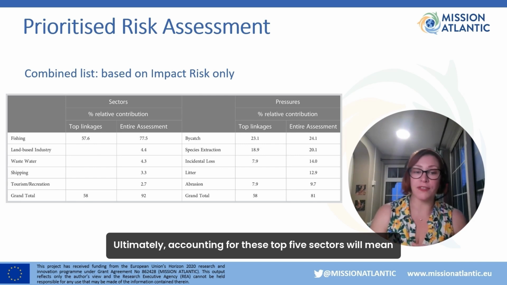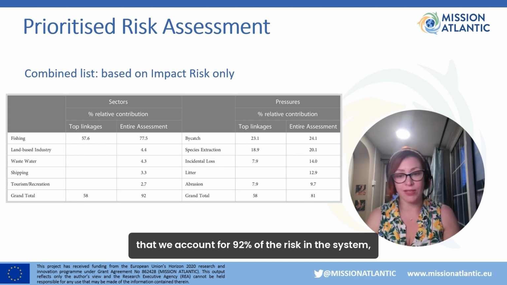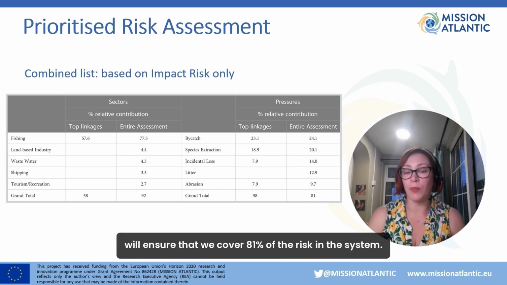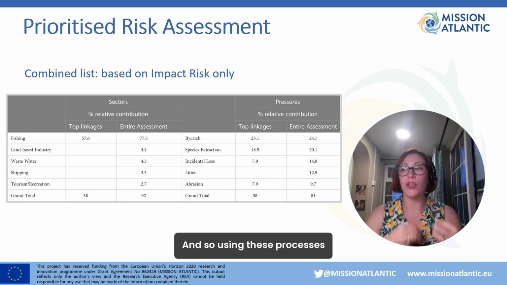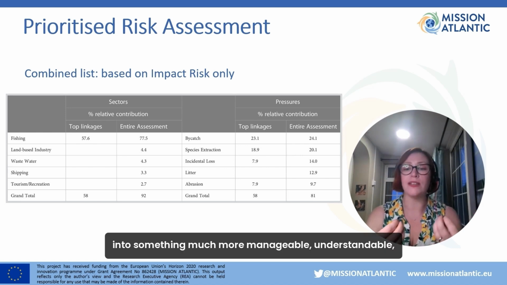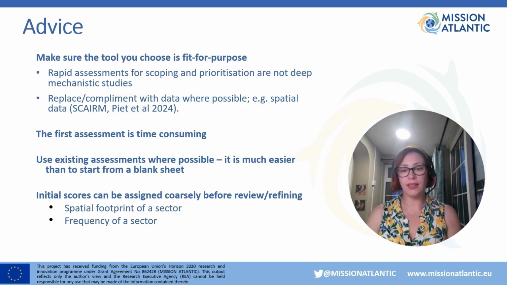Ultimately, accounting for these top 5 sectors will mean that we account for 92% of the risk in the system, and accounting for these top 5 pressures will ensure that we cover 81% of the risk in the system. And so using these processes means that we can filter down a very complex system into something much more manageable, understandable, and this we can take forward into more quantitative analyses.